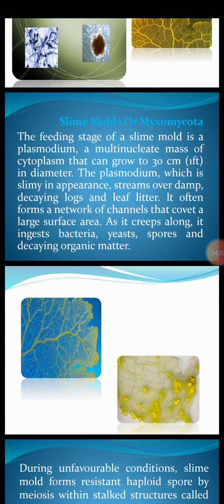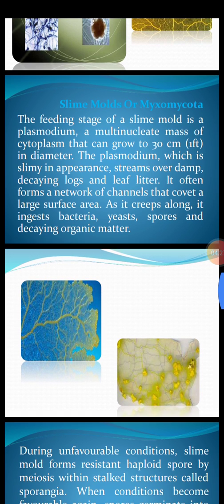Number one, we will study slime molds or myxomycota. The feeding stage of a slime mold is called plasmodium. Plasmodium is a multinucleate mass of cytoplasm, having many nuclei. It can grow up to 30 centimeters, 1 foot, in diameter. The plasmodium is slimy or sticky in appearance, found in streams, over damp, decaying logs. It means rotten wood pieces, decaying logs, and leaf litter.